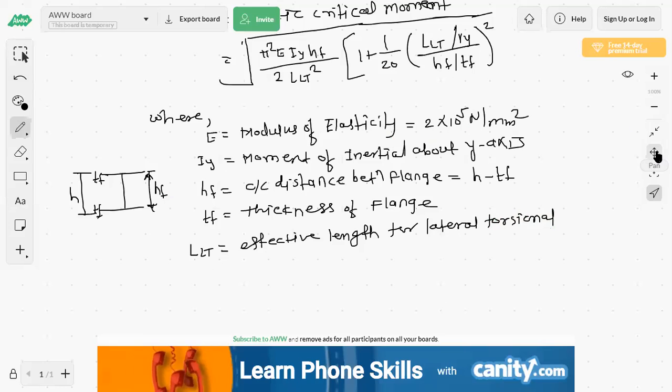Okay, and what is remaining now? Ry is remaining. Ry is the radius of gyration about y-axis.